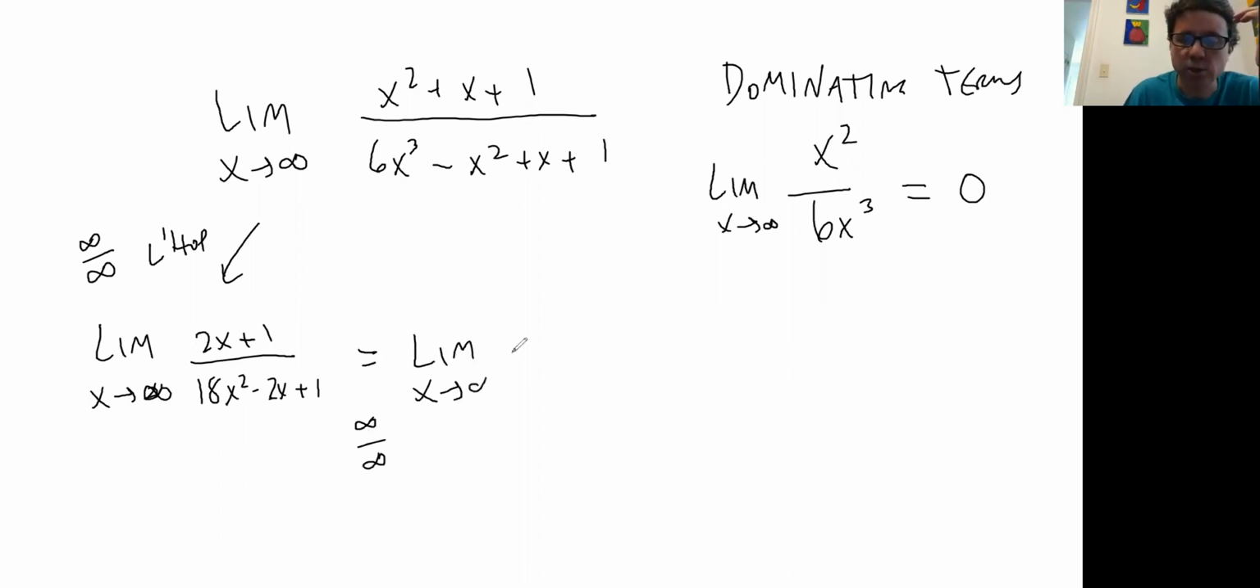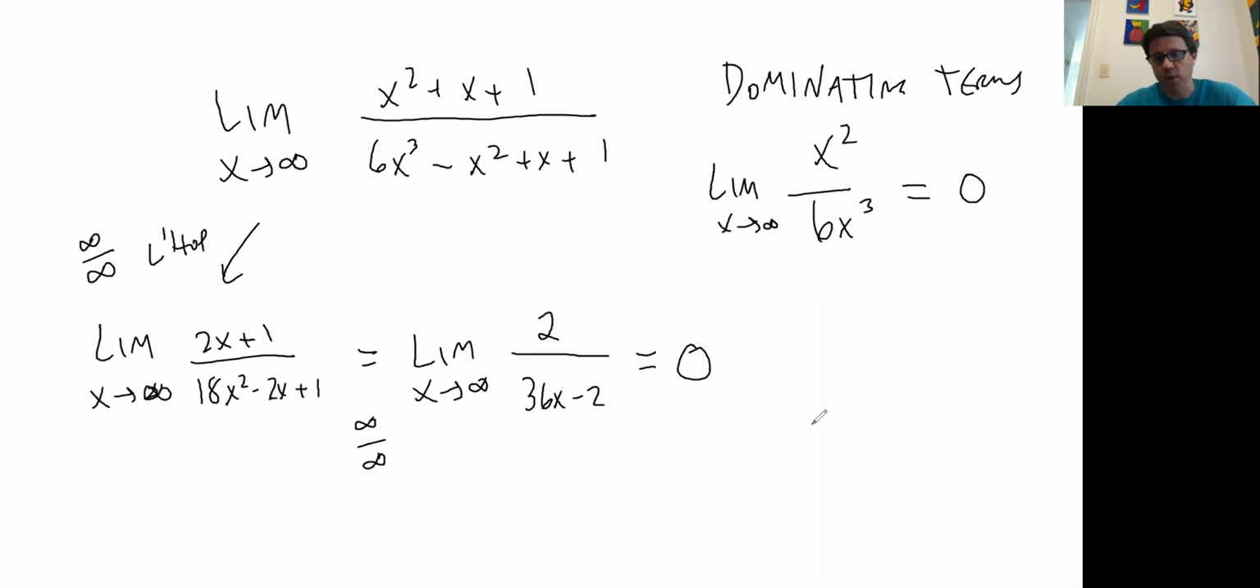And then I tried L'Hopital's rule again. So it's the derivative of the top, which is 2, over the derivative of the bottom, which is 36x minus 2. Now, if I plug in bigger and bigger numbers into this, the top is 2, and the bottom is getting really big. So if you divide 2 by a really big number, that limit is 0. And so you could have done it that way as well.